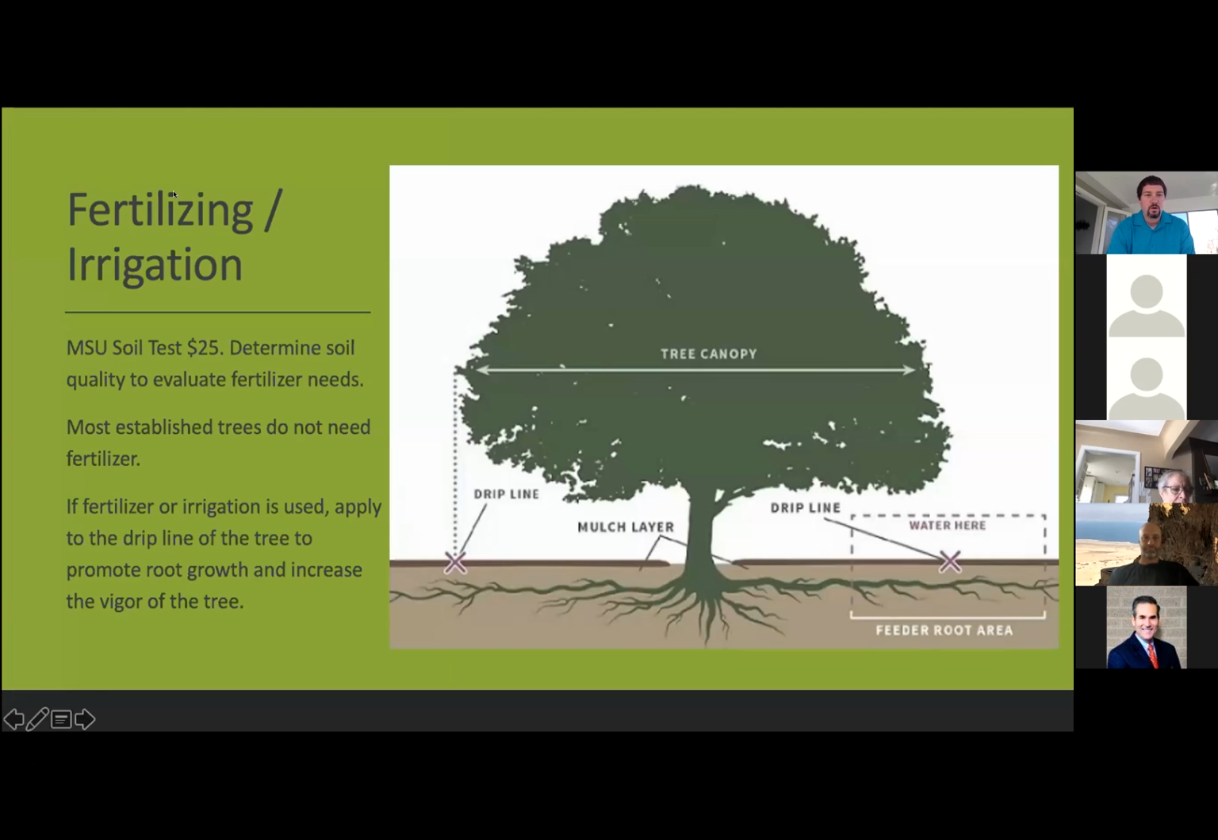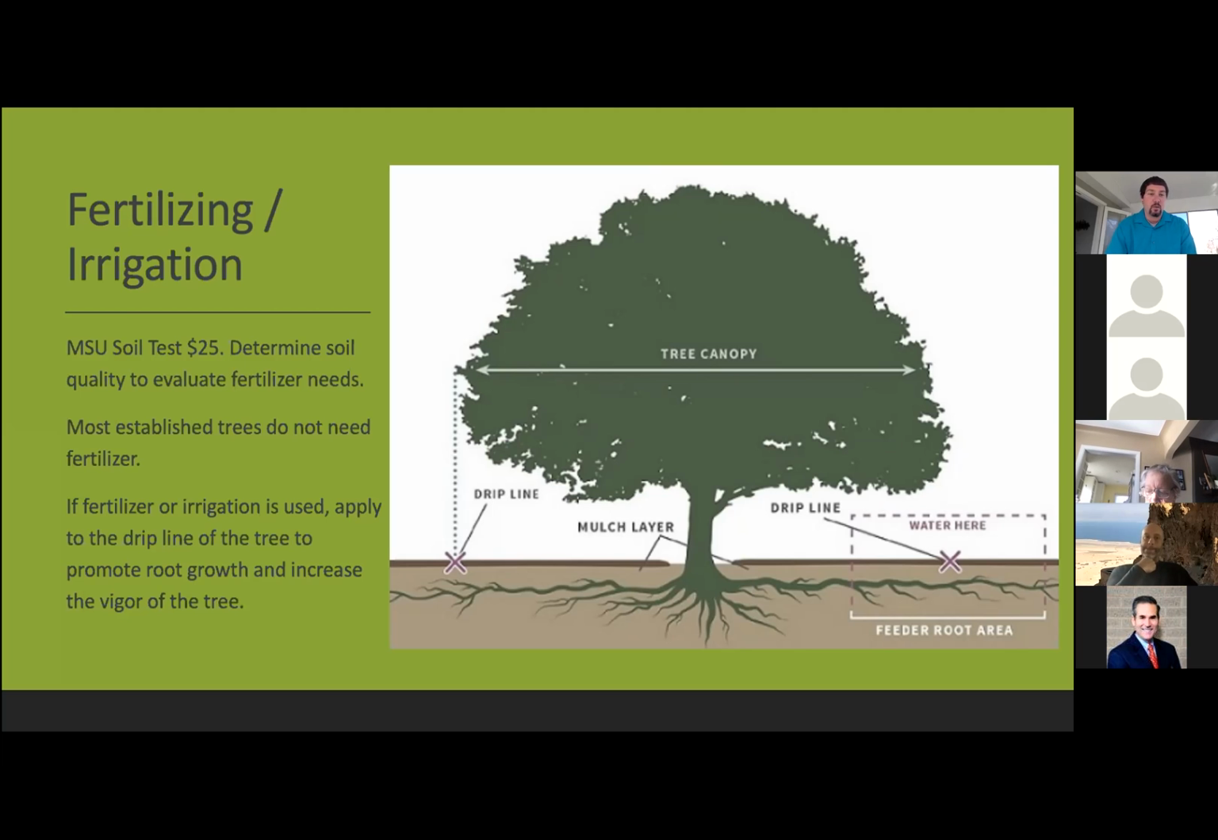All right. So in terms of fertilizing and irrigation, typically established trees don't need fertilizer. They don't usually have a lot of nutrient needs that aren't being met. If you think that you might have some sort of a deficiency, the easiest way to find out, Michigan State University offers a soil test. It's $25. It's really easy to do.